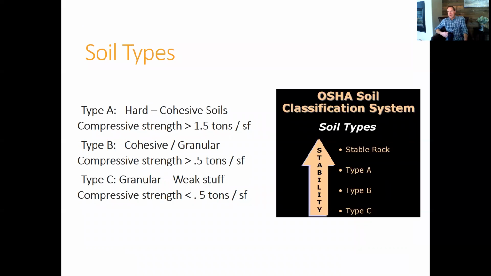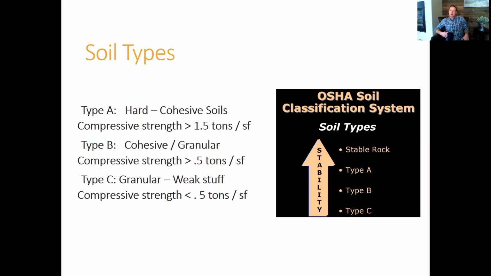There are different types of soil. Now, maybe some of you have taken a soils class, but let me tell you, this is all you need to know about soil, at least for safety. This is really important stuff for you to know about soil, and it's fairly simple. We have type A, B, and C soil. A, B, and C. 1, 2, 3. 3 different types, okay?